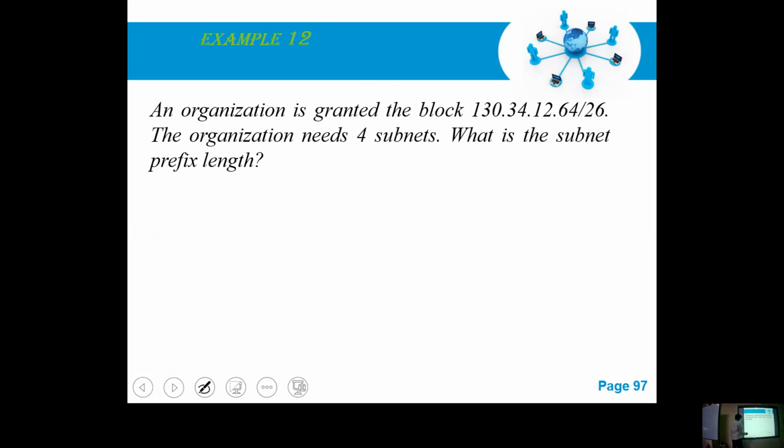How many addresses? 64, exactly. So only 64 addresses are there, and we are dividing into 4 groups. So each group will have 16 addresses.